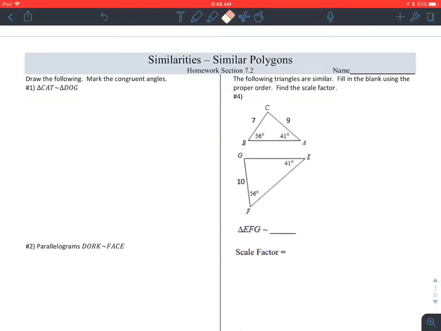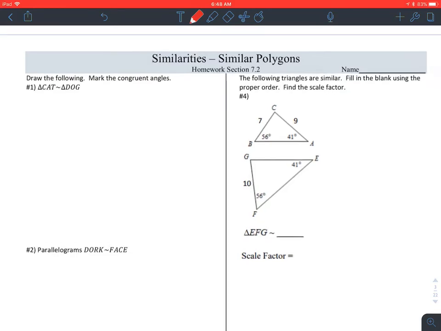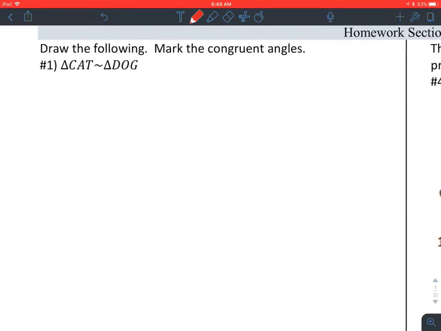Section 7.2 homework, similar polygons. We're supposed to draw the following and mark the congruent angles. We got triangle CAT is similar to triangle DOG. Let me draw a triangle. Any random triangle will do. I'm going to mark the angles.